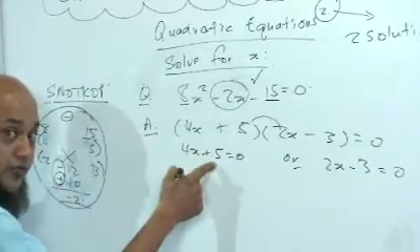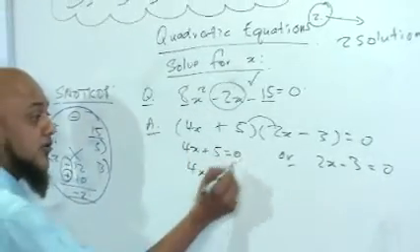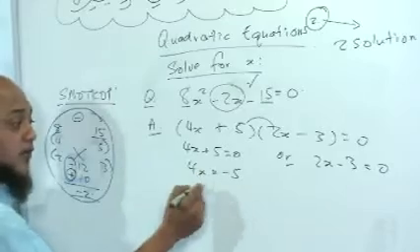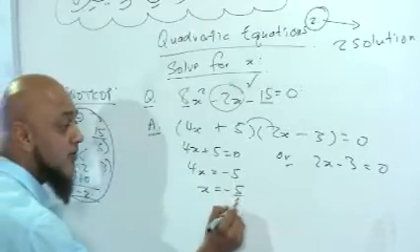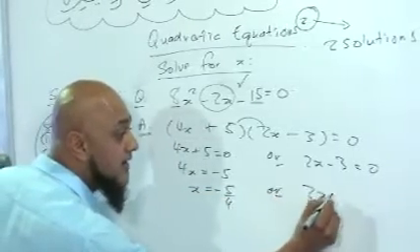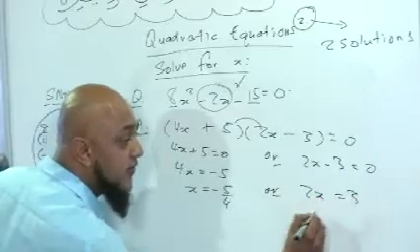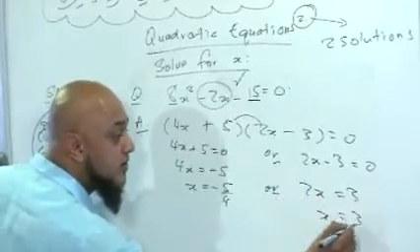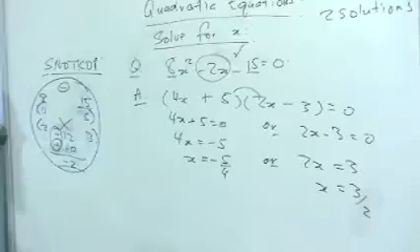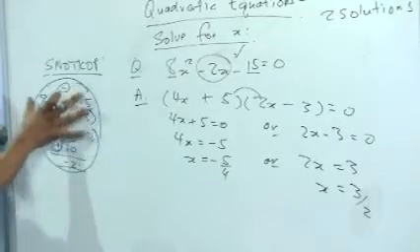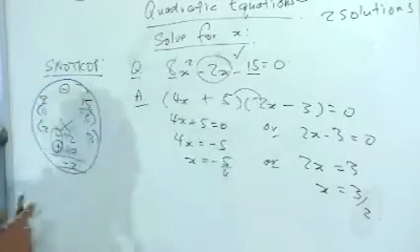Solve for x now. 4x is equal to negative 5. Divide by 4, divide by 4. X is equal to minus 5 over 4. Or 2x is equal to positive 3. X is equal to divide by 2, 3 over 2. There we go. That is the system in which we use to get our factors.